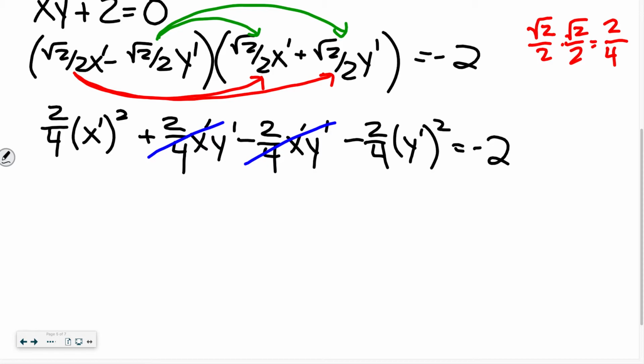I don't have any like terms, x prime squared, y prime squared, so now I'm going to say it's okay to go ahead and simplify my 2/4 to be 1/2. Are you okay with me writing this 1/2 x prime squared as x prime squared over 2? That's like 2/4 or 1/2 times that thing. Are you okay with that? X prime squared over 2. And this one will be y prime squared over 2.